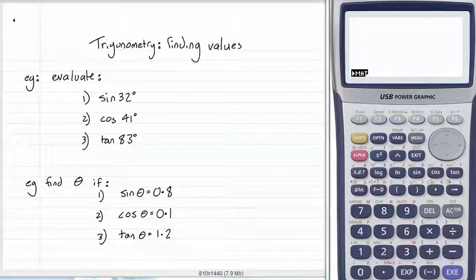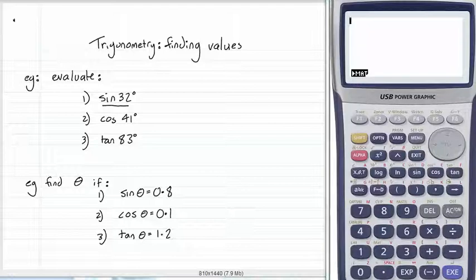Trigonometry, finding values. This is the type of trig question where we don't have the triangles, they've just asked us to evaluate some things. So the first question you'll see they're asking the sort of thing like evaluate sine of 32 degrees. Now all we need to be able to do is get a number, that's fine. But we might want to know what this means.